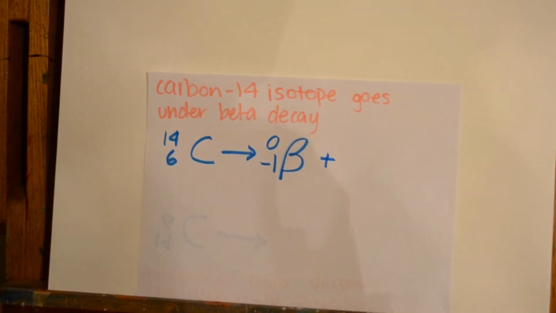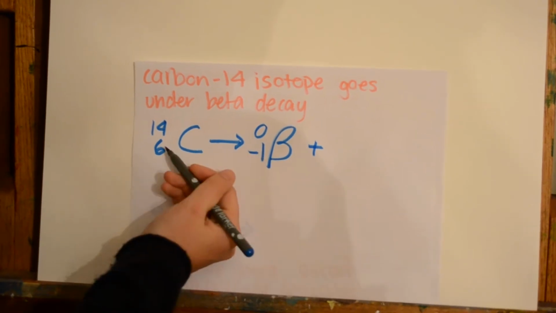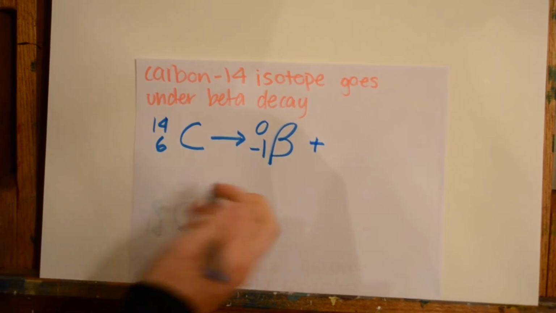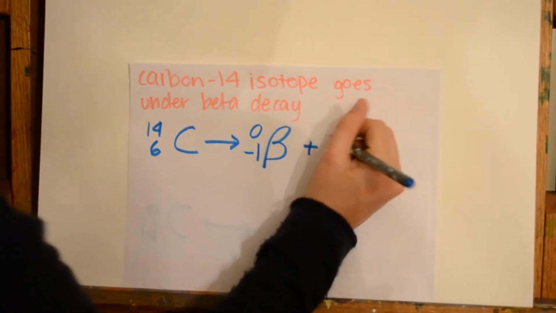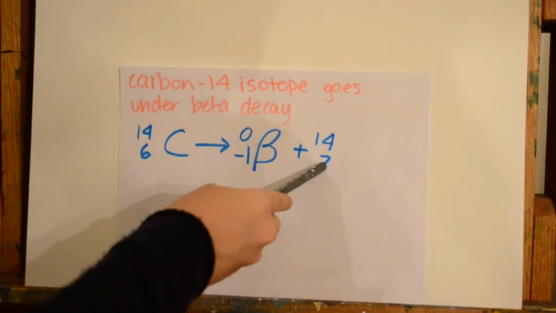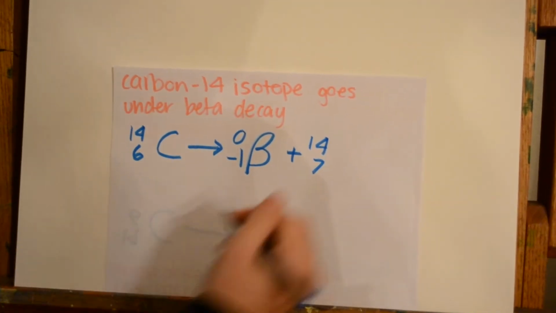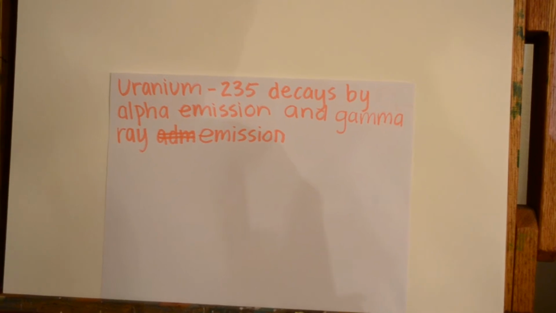And we go back to the alpha particle one, where we subtract this from 6 and subtract that from 14 to get whatever we need to get. So 6 minus -1 is 7. 14 minus 0 is 14. And then we go to the periodic table, we find out which element is 7, and that's nitrogen. So we put N, and that is another balanced equation.